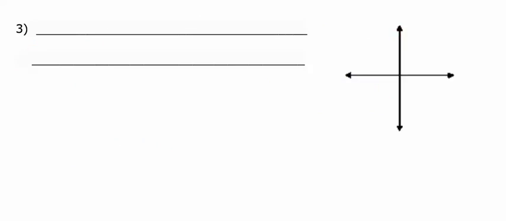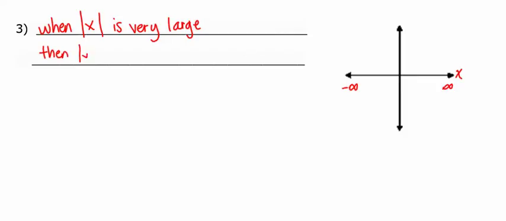And the third thing, when the absolute value of x is very large, meaning as we go out to negative infinity or positive infinity on the x-axis, then the absolute value of y is also very large.